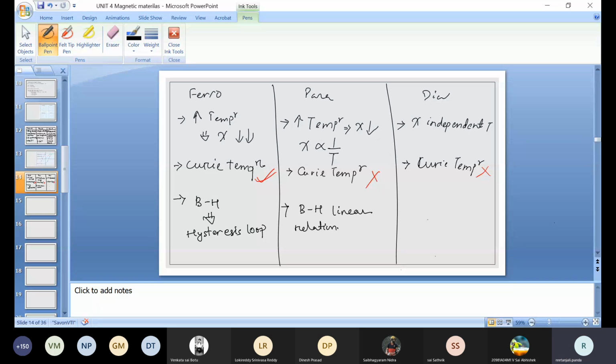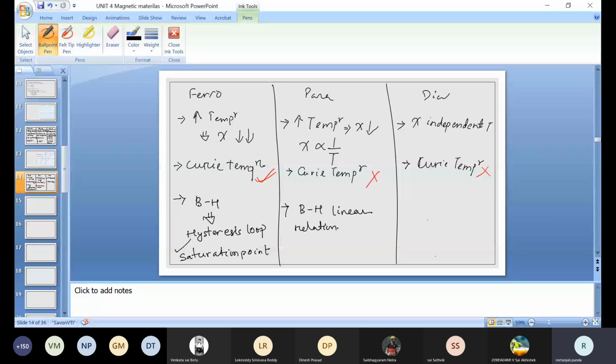So here what happens, this BH curve is following a hysteresis loop, and there will be a saturation point. What is the saturation point? I will tell you in the hysteresis loop. Similarly, even if there is a linear relationship between B and H in case of paramagnetic material, there is also a saturation point. We will see that above it there will be no further magnetization.